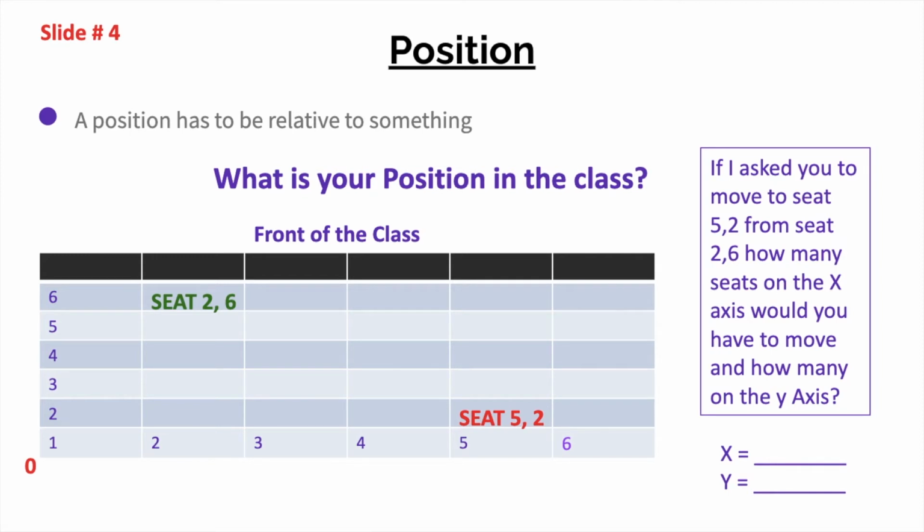Okay, welcome back. So you would have to, on the x-axis, if you were starting at seat 5-2, move over 1, 2, 3 seats. And on the y-axis, you would have to move up 1, 2, 3, 4 seats.